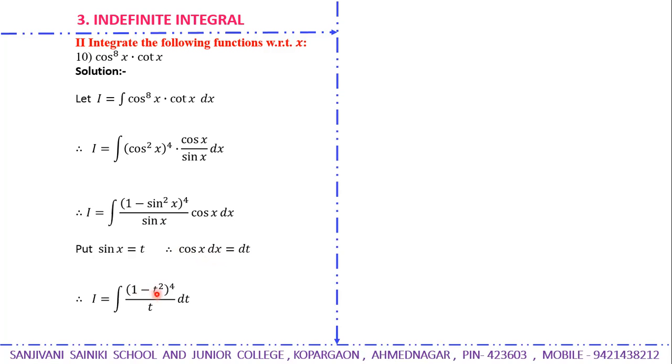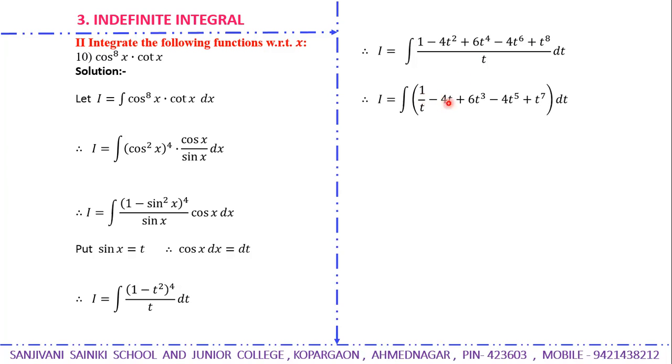So 1 minus t square, its 4th power, upon t dt. Now take the 4th power of this 1 minus t square raised to 4. We get 1 minus 4t square plus 6t raised to 4 minus 4t raised to 6 plus t raised to 8 upon t. Okay, so now we will divide each of these terms by the denominator t. So 1 upon t minus 4t plus 6t cube minus 4t raised to 5 plus t raised to 7. Now in the next step, we will integrate each of these terms separately.